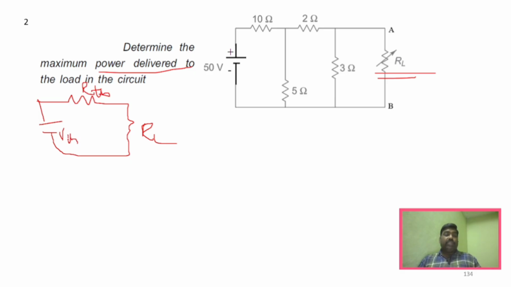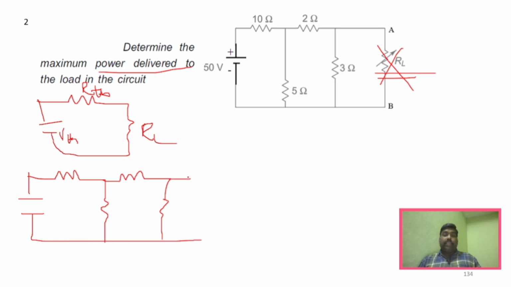and this is VTH. For finding VTH, what we have to do? We have to remove this RL. So if you remove RL, the circuit will become like this, correct? So this will be 10 ohm, 2 ohm, 5 ohm, and 3 ohm. It will be the same circuit, the only difference is we have removed the RL. So we have 50 ohm here.